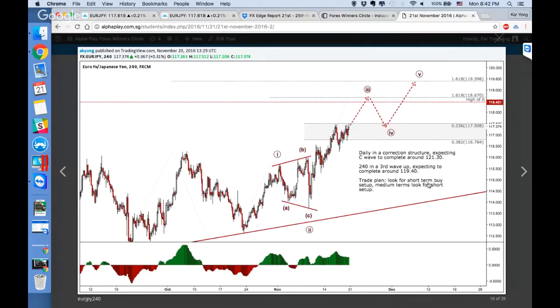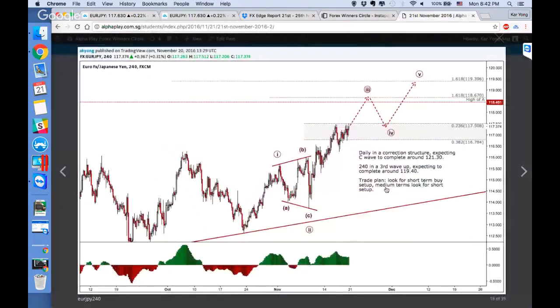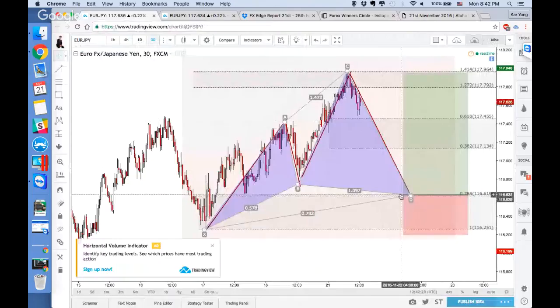I say look for a short-term buy setup. Meaning short term, you want to look in your trading time frame, either H1 or H4, for opportunity that allows you to buy the Euro Yen. What I walked you through just now on the 30-minute and H1 time frame are examples of how you can look for a buy setup. So over here, short term, look for a buy setup. This is what I just did: look for an entry reason to buy the Euro Yen.